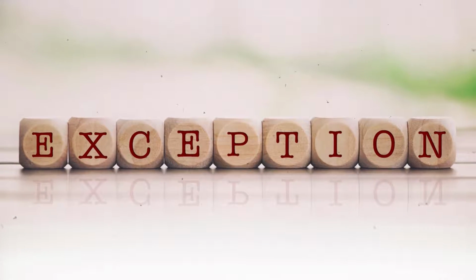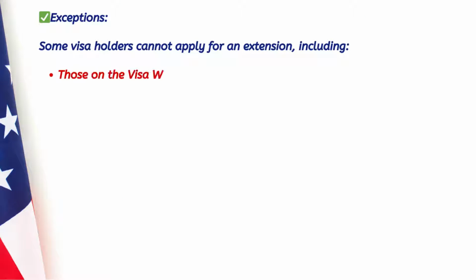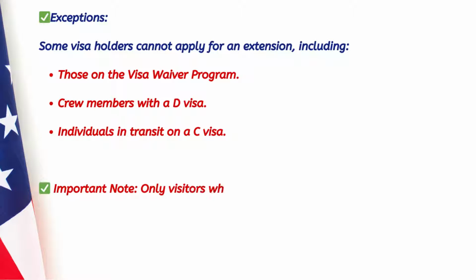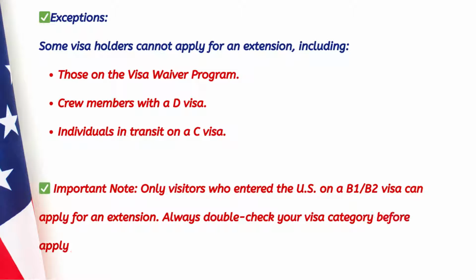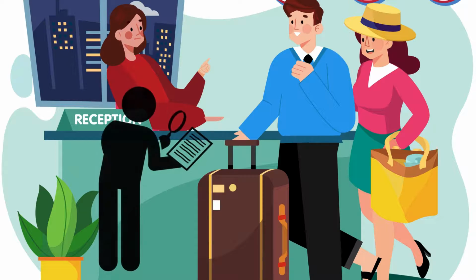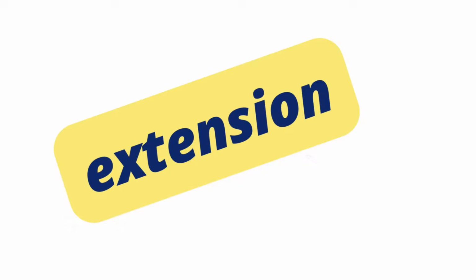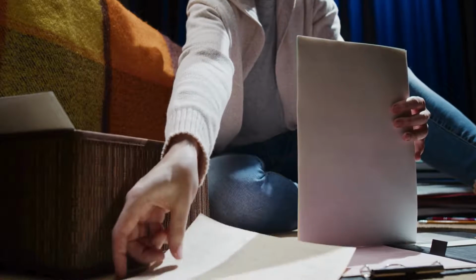Now friends, please remember, some visa holders cannot apply for an extension, such as those on the visa waiver program, crew members, that is those on D visa, or those in transit, that is C visa. So friends, always double check your category before applying. Only those visitors who have entered the United States on a B1, B2 visa can apply for an extension. Next, gather all the required documents to complete your application.